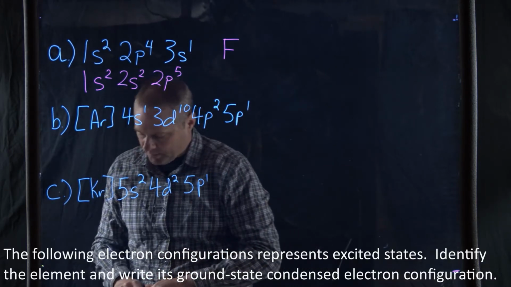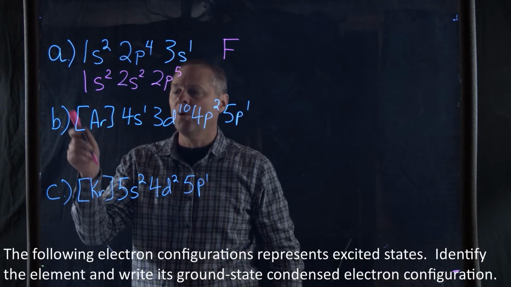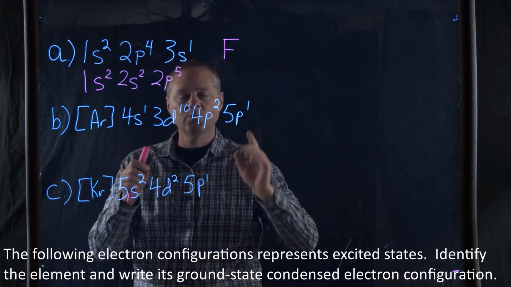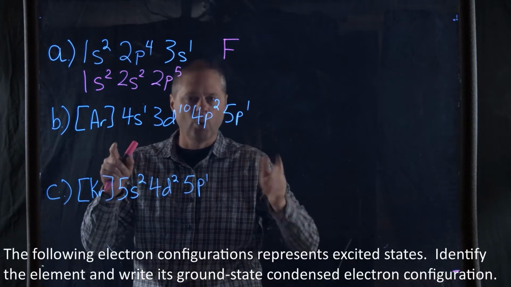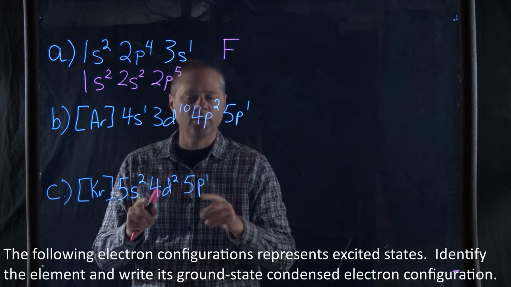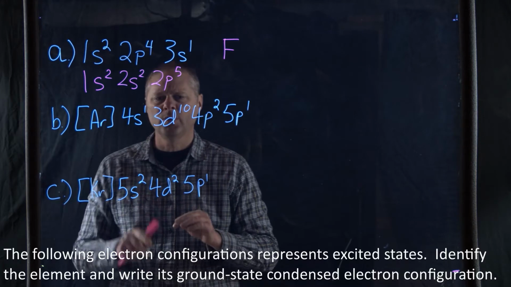For the next one, we have argon. This is the condensed configuration, meaning you start at the noble gas and then work from there. Whatever element you're looking for, if you need to write the condensed electron configuration, you'll see what I mean. We'll do it for this one.